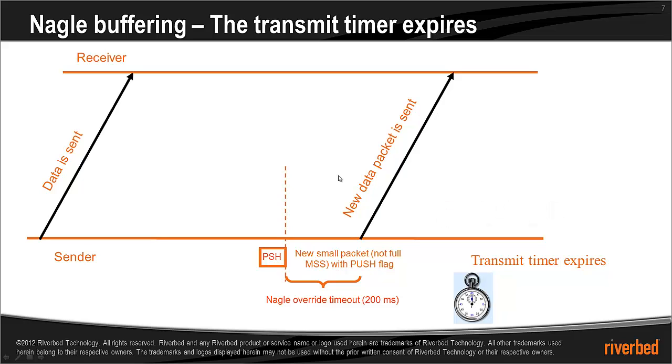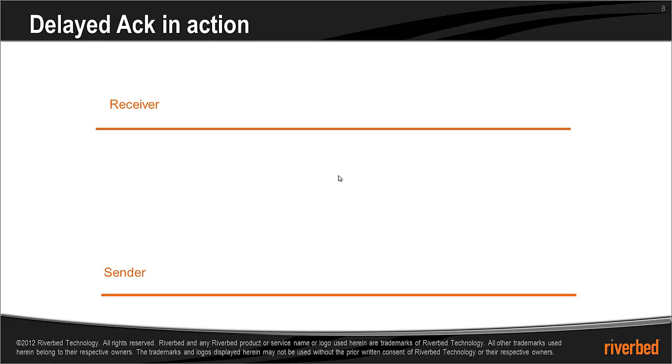Okay. So now let's look at the delay. So this is the mirror situation of Nagle. Okay, so I said in the beginning that this is an interaction between Nagle and delayed ACK that causes a problem. So what's delayed ACK? Let's take a look.